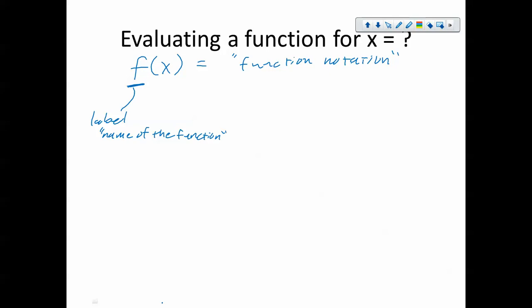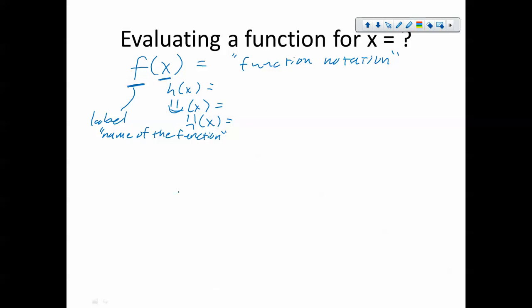I can make that f be whatever I want, right? I can make it be h of x. I can make it be smiley face of x. I can make it be frowny face of x. And all of these things are simply labels. They're names, and we can name them whatever we want, okay?